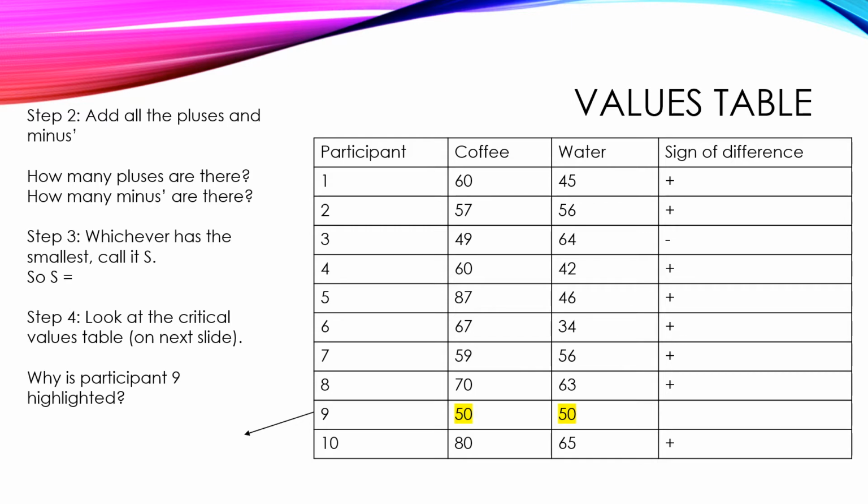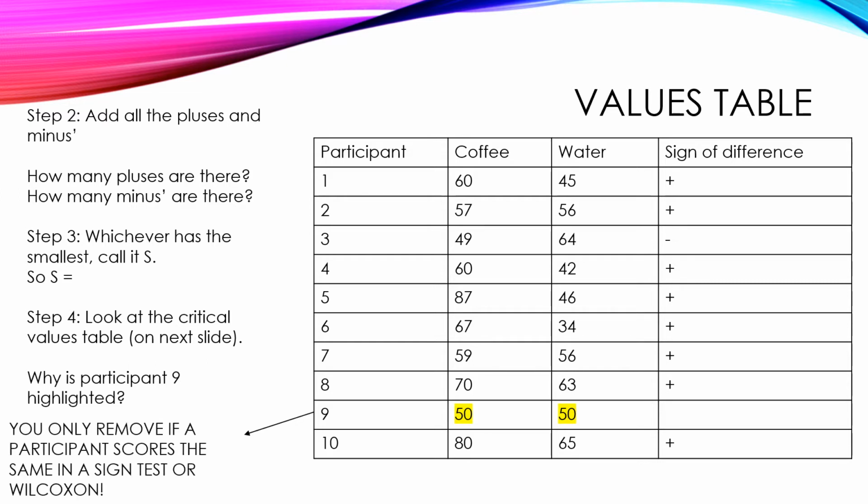Now you will also notice that participant number 9 is highlighted because this participant scored 50 in terms of they said 50 words after drinking coffee in that 1 minute period, and they also had 50 in terms of the words they said after drinking water. Now this is a problem for our research because they did not show any difference. So what we have to do is exclude this participant as though they didn't exist.